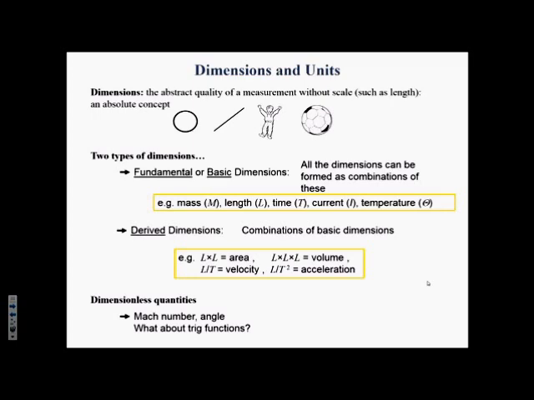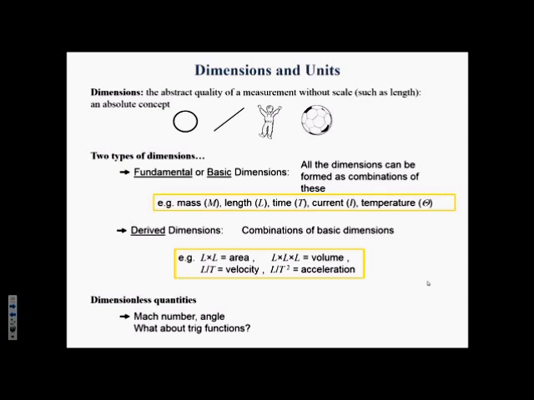So these are all derived dimensions, right? But then there are quantities that are dimensionless. Mach number. What's Mach number? Anybody? A multiple of the speed of sound. Anybody else? The speed of an object relative to the speed of sound. So it's the ratio of the speed of an object moving through fluid and the speed of sound, right? Since you have the speed in both numerator and denominator, it's a dimensionless quantity. It has no dimension whatsoever.